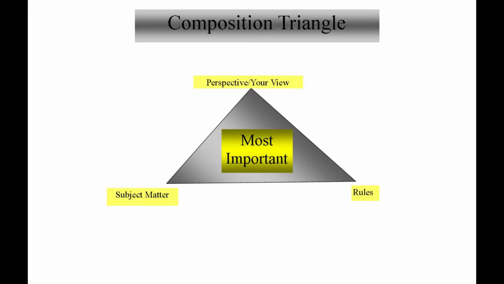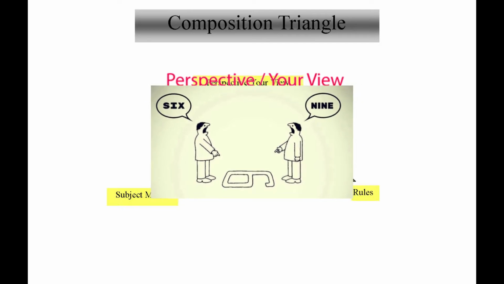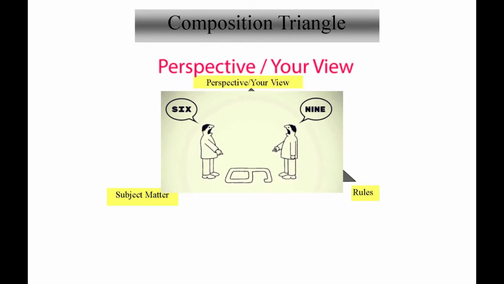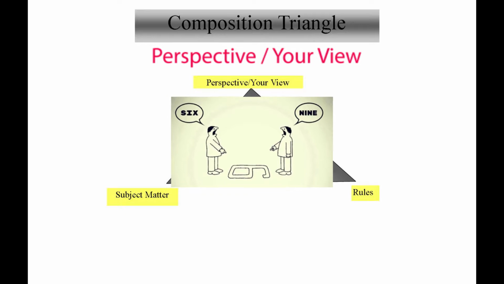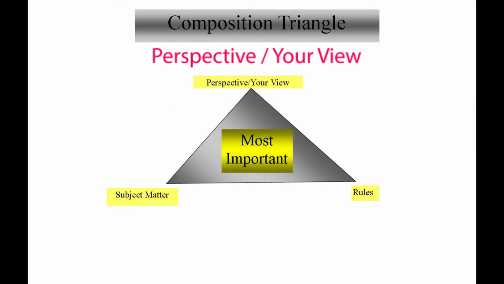So let's look at each corner. First corner is perspective. That's your view, how you view it, and how you look at the subject. I think, to me, that's the most important corner. And why I say that is because first and foremost, you've got to like the picture. You're taking the picture for yourself. You're setting up a catalog of memories. And so your perspective, how you want it to look, is probably the most important thing you can do.